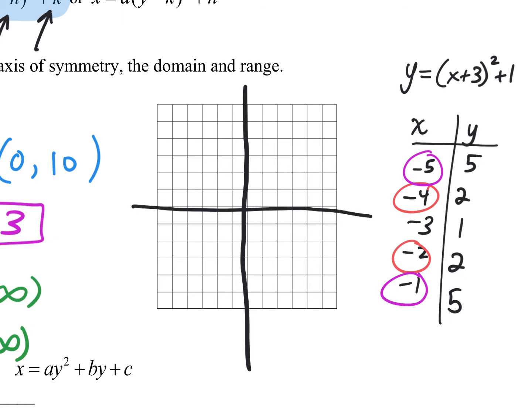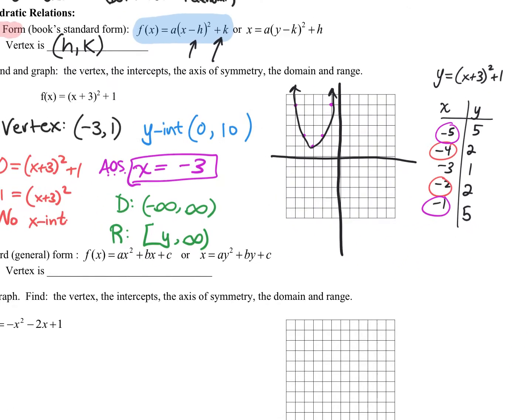1, 2, 3. We're going to have our vertex here at -3, 1. Our next 2 points that are symmetrical to one another are at -4, 2 and -2, 2. And our final 2 points are at -5, 5 and -1, 5. We'll draw in our familiar quadratic shape here, that U-shaped parabola, and we are done.